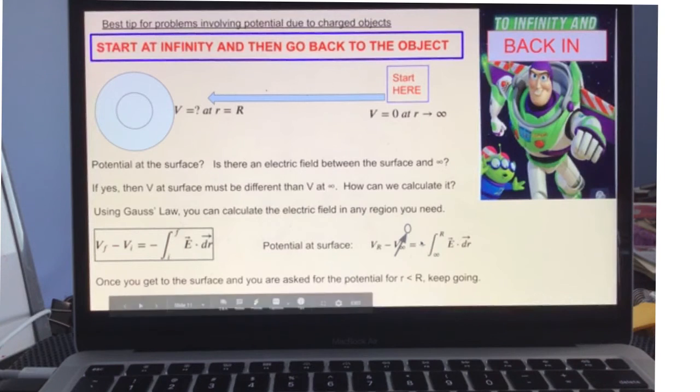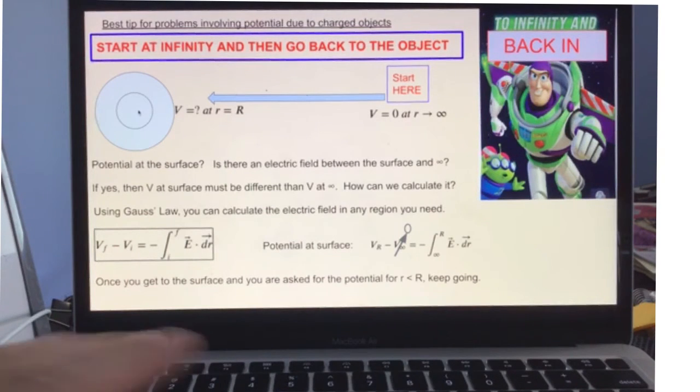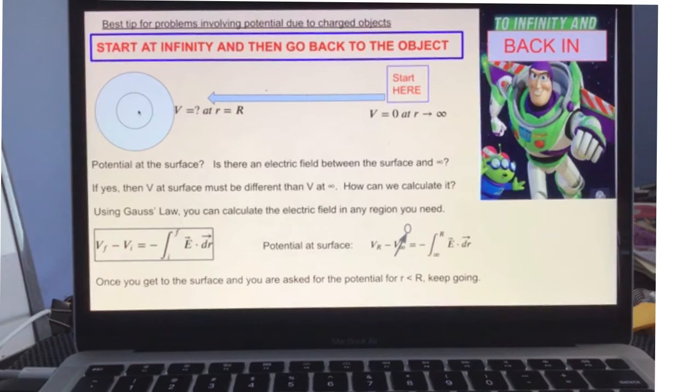And then once you get to the surface and you're asked for the potentials in these other regions, you just keep going. So you build it that way. Because when you do initial, final, if you're trying to figure out the potential at this surface, then this will be your initial and this will be your final. And you just figured this out from starting out here. So you get this, and you go there, and then you can do this to there. So it's a matter of using Gauss's law to get the electric fields, starting at infinity, and then going in.